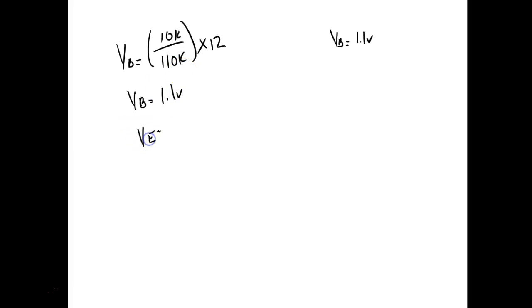And then what would VE be equal to? It's going to be equal to 1.1 minus 0.7, right? So what's that going to be equal to? 400 millivolts. Are we okay? Then IE is going to be equal to 400 millivolts divided by 1K, which is going to be 400 microamps, right?